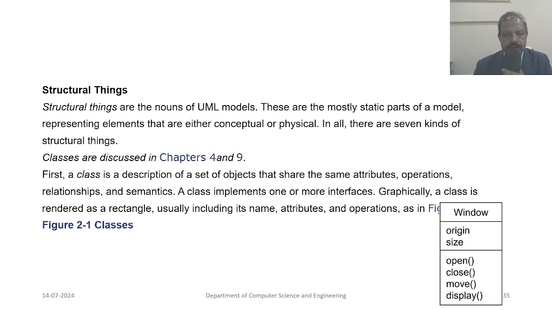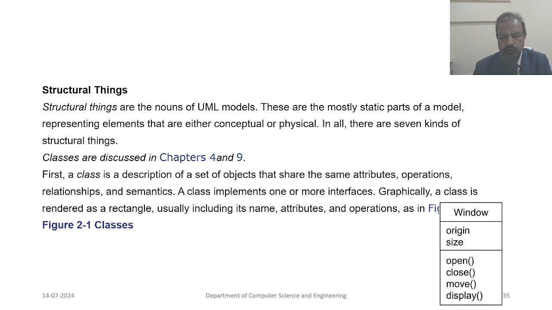The structural things are one of the important ones; in this we have the class diagram and the component diagram. These are the things coming under the structural things. If you see that scenario, the nouns in a sentence in the documentation will be treated as the structural things, and they are mostly the static part of a model, representing elements that are either conceptual or physical. All these things we can see in the class diagrams you are using here.